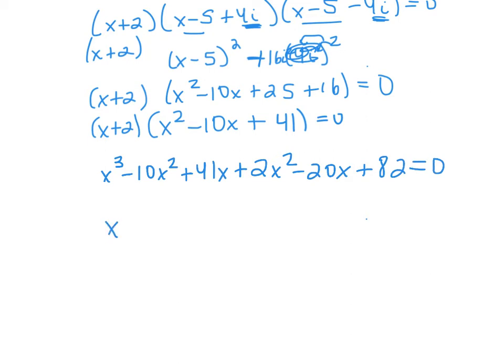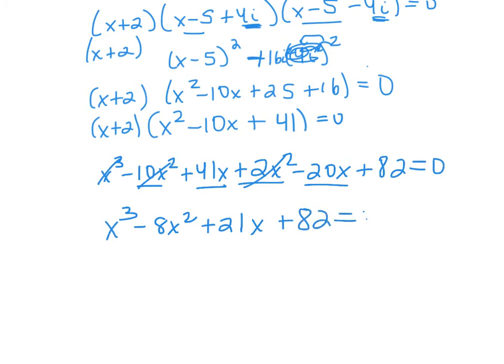So now clean it up. I have x cubed, negative 10x squared, and a positive 2x squared gives me minus 8x squared. 41 minus 20 gives me plus 21x plus 82 equals 0.